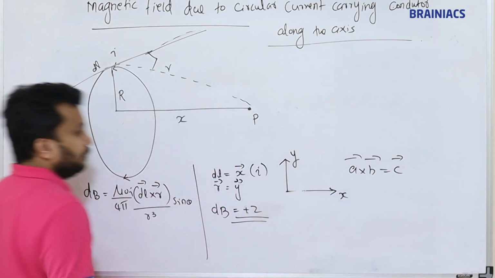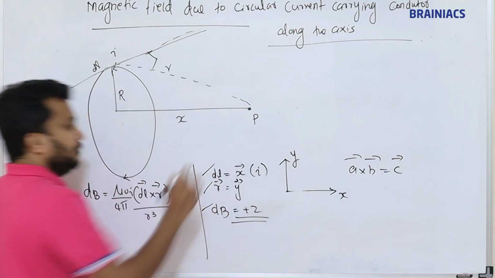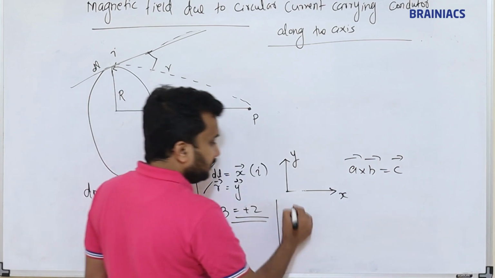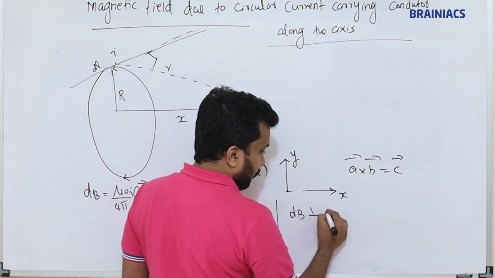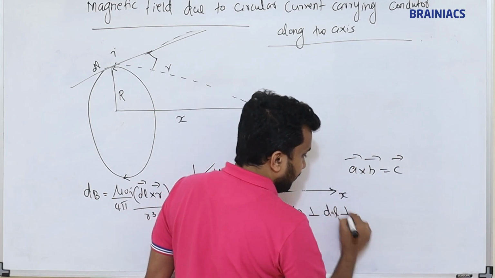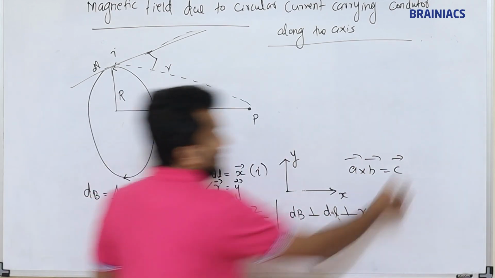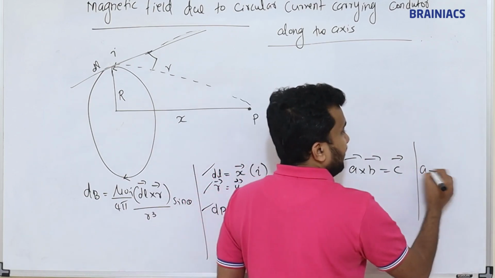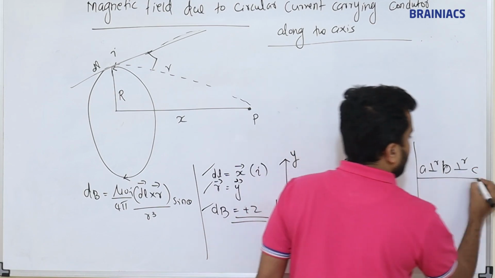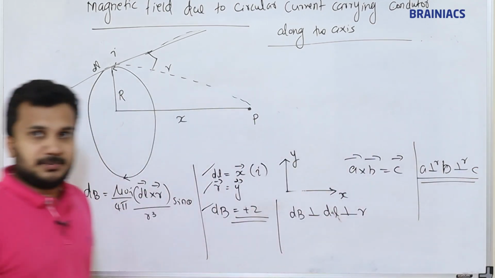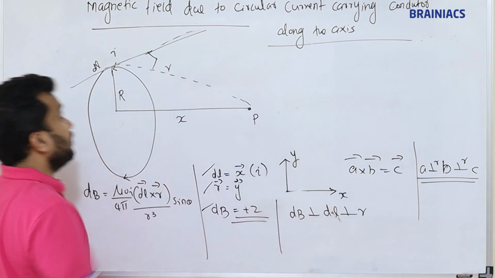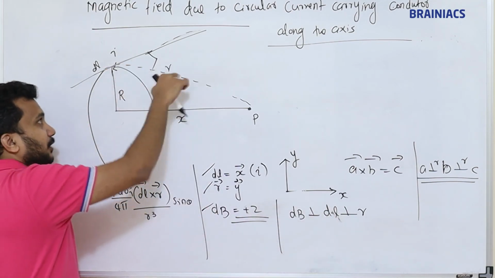So what can we say? DL, R, DB, all three vectors are perpendicular. So I can say DB is perpendicular to DL, and all are mutually perpendicular to R. In this general principle, A is perpendicular to B and B is perpendicular to C. This is a very fundamental principle, and the same stuff we are applying here. So DB is perpendicular to DL and perpendicular to the R line.